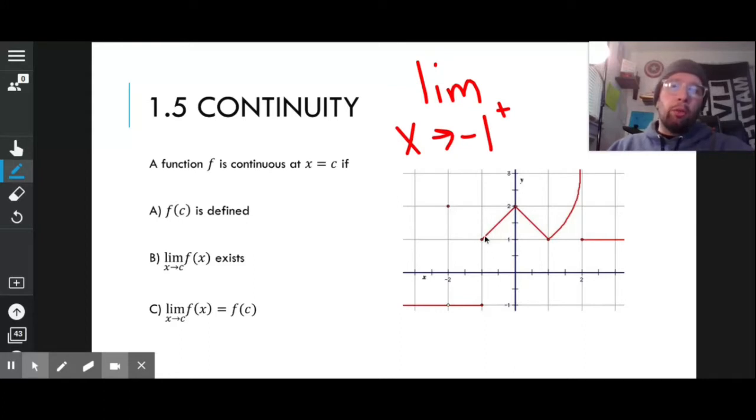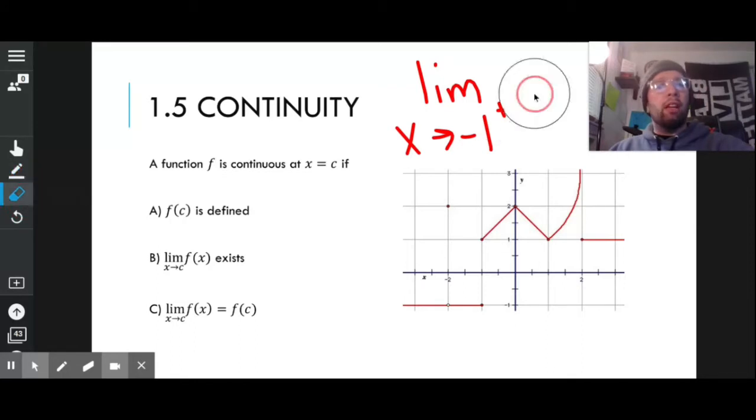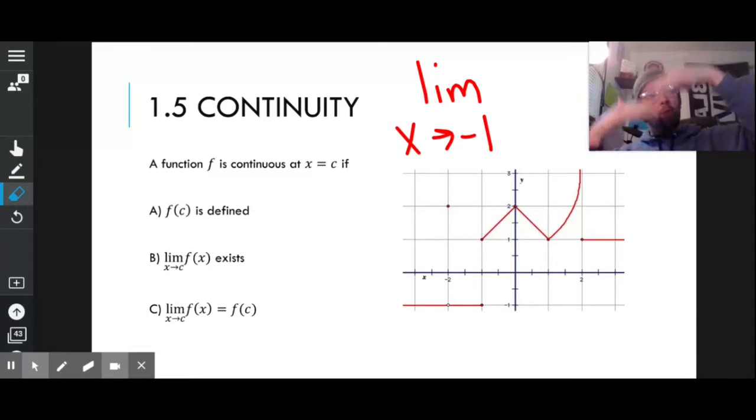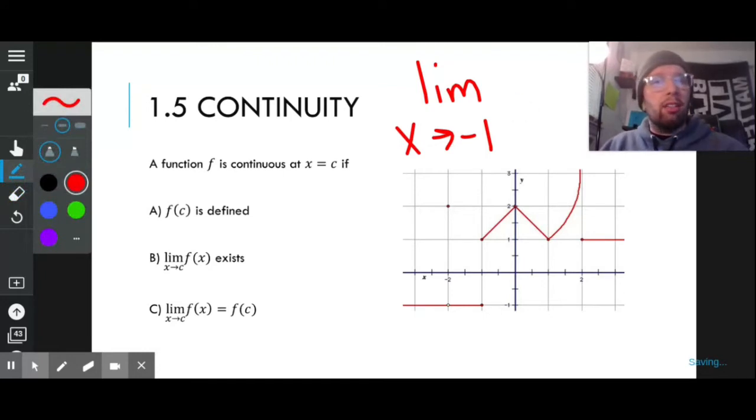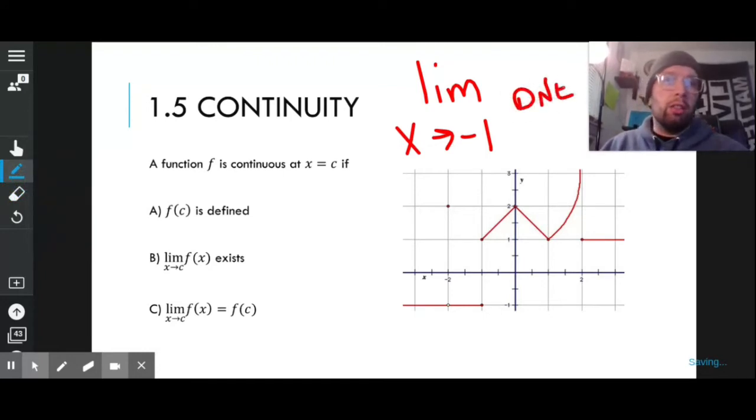As I go to -1 from the right, I hit 1, which means the limit as x approaches -1, period. Since the left was -1 and since the right was +1, they don't match up. The limit does not exist. Okay? And if the limit does not exist, it's not continuous. So this is not continuous at -1. Now, that's B. So if you have an instance like this, it no longer becomes continuous.